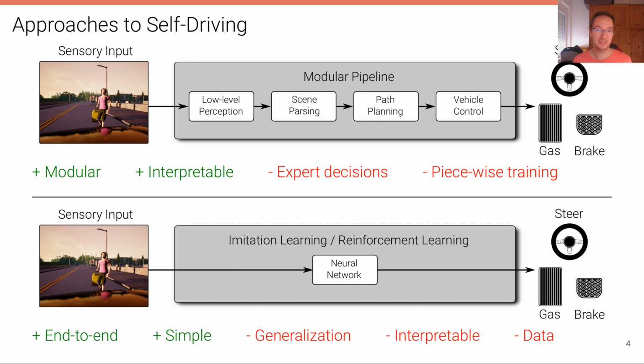Also, these modules are interpretable because they have been human designed. So the interfaces, for example, this interface here between low-level perception and scene parsing, could be semantic segmentation, for instance, is a human designed interface. So we can inspect the model, how it performs. We can analyze why the car has made a mistake, for example, why it has not stopped at a traffic light or why it has hit the curb of the road.